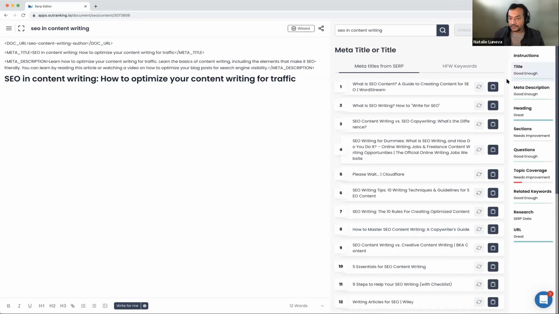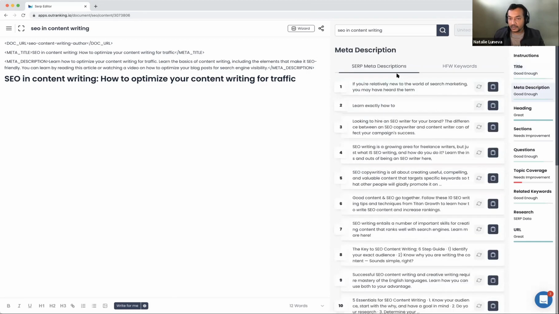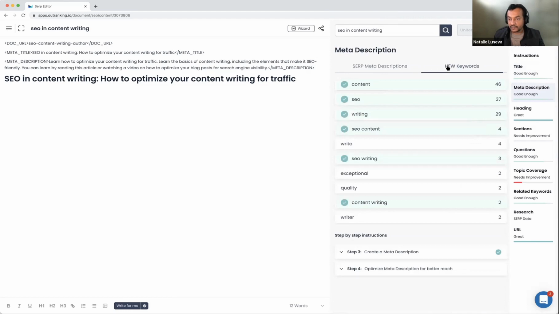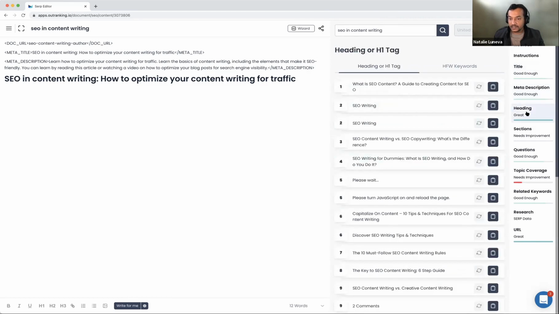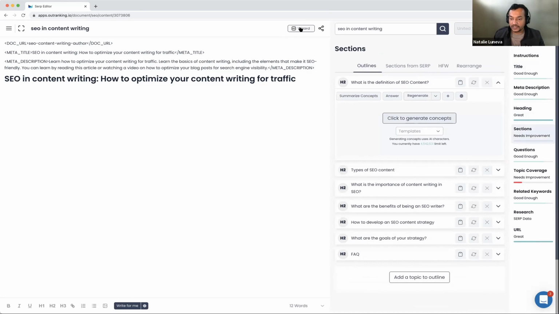Title, this shows you the first 20 pages of Google and the most frequently appearing words in those titles. Similarly, you can go to meta description. It shows the first 20 and the highest frequency keywords over there as well. This is for H1 tag. This is sections. When we exited out of the AI wizard, we landed here. This is because this is where you are going to start creating content, and that's why we're landing you right over here.